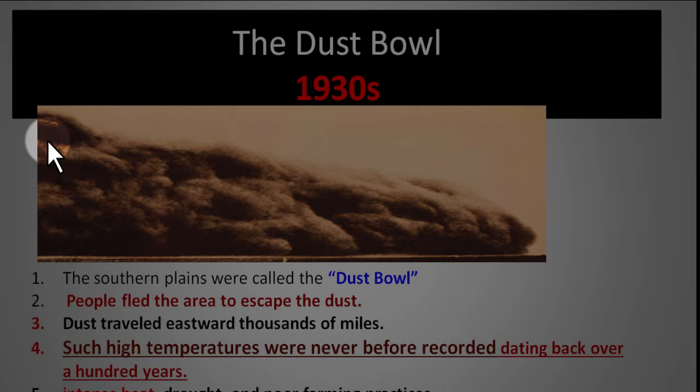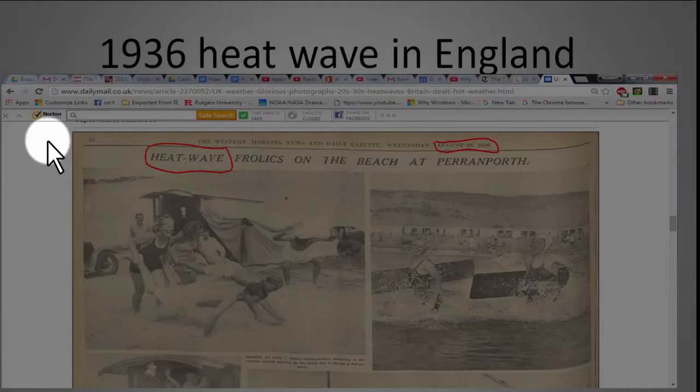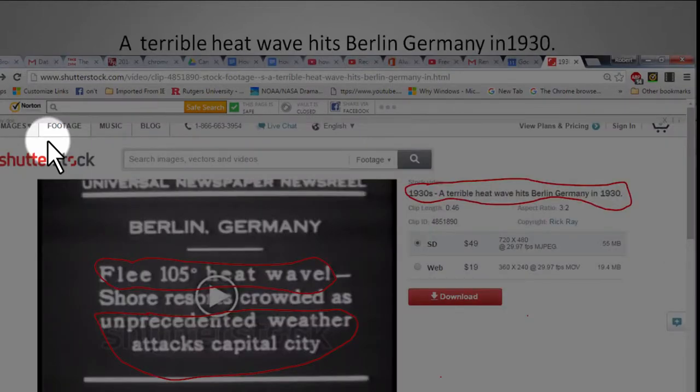In the 1930s, the Southern Plains were called the Dust Bowl. Such high temperatures were never before recorded. The heat was intense. 1936 heat wave in England. A terrible wave hits Berlin, Germany in 1930. Citizens flee 105-degree heat.